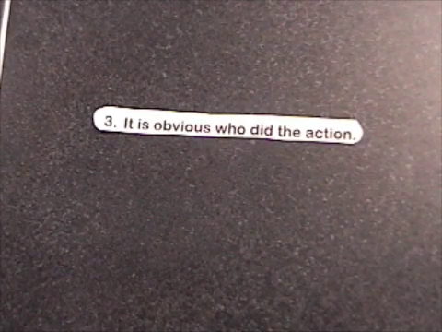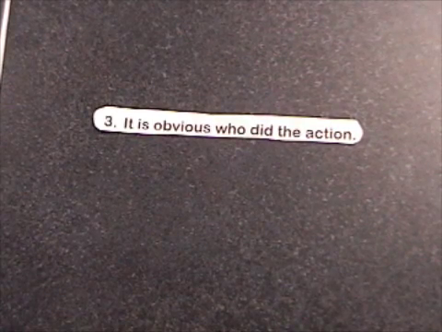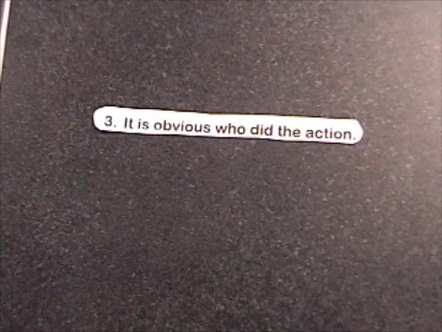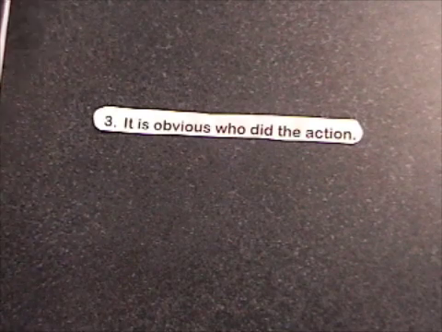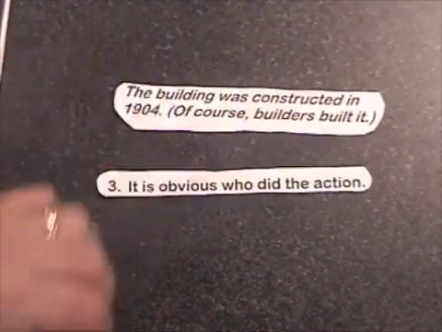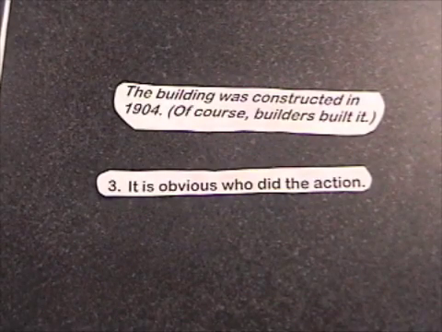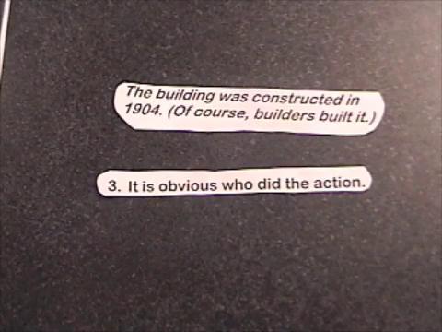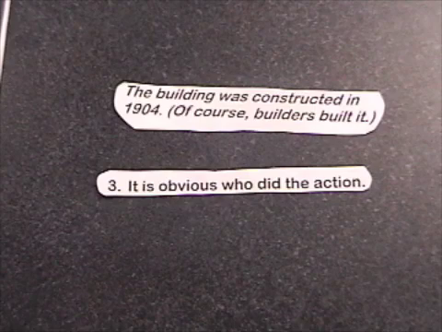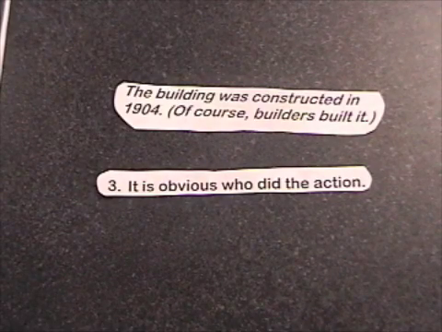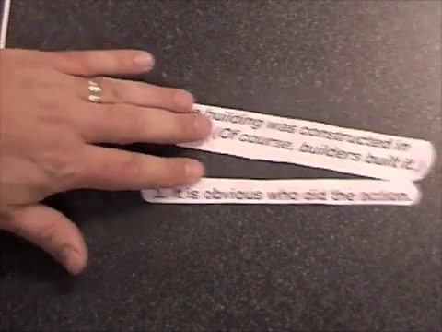Third, you want to use the passive voice when it is obvious who did the action, or if the verb and the subject would be the same. For example, the building was constructed in 1904. Of course the builders built it, and it would sound silly if we said the building was constructed in 1904 by builders. So therefore, we do not repeat that. We just say the building was constructed.